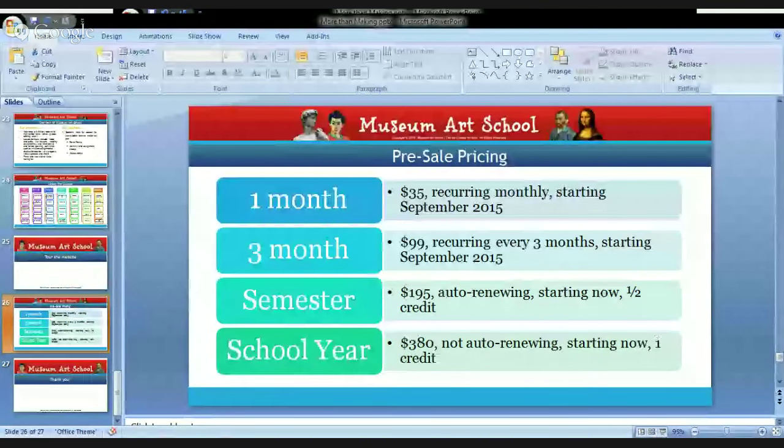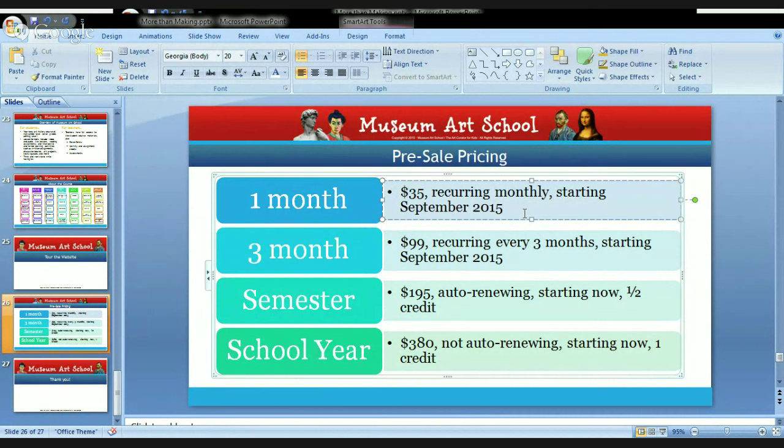These are the prices, and this is the pre-sale pricing. It might go up at the end when it launches in September. But basically there's 4 options. You can pay monthly, month to month, and it automatically recurs until you cancel. If you were to buy that option today, it wouldn't start billing until September, because that's when the course is launching live. Same thing if you want to do a 3-month option, it recurs every 3 months, but it doesn't start charging until September. So all those, you still get all those live lessons in August.